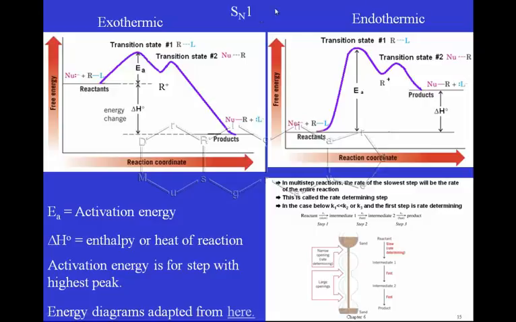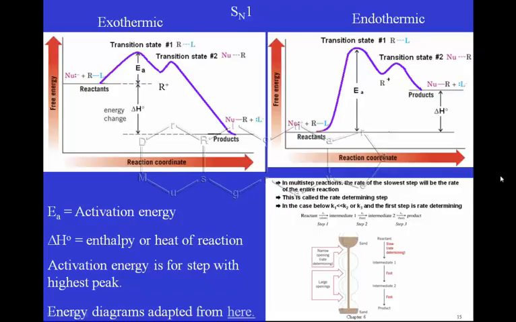In the case of the SN1 reaction, the hump will be a two-step hump. If it's exothermic, the products again will be lower than the reactants. The delta H will still be between the reactants and the products, and the activation energy will be between the reactants and the highest point of the first step.